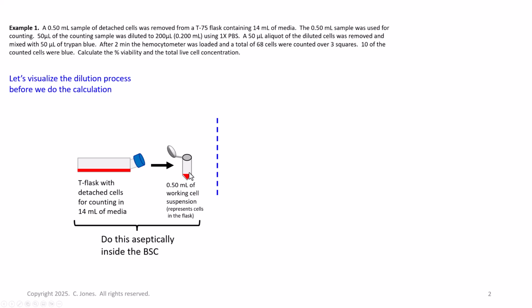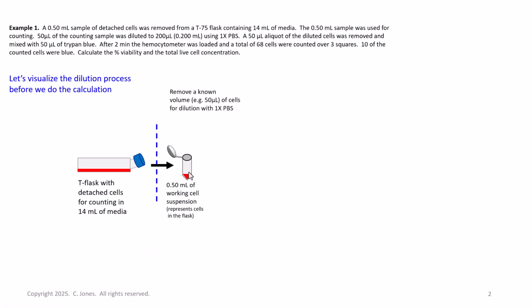Now, once we have our working cell suspension, we can remove that from the BSC and begin to do the dilutions on the outside. All right. So it said remove a known volume, and it said here 50 microliters of the counting sample was removed.